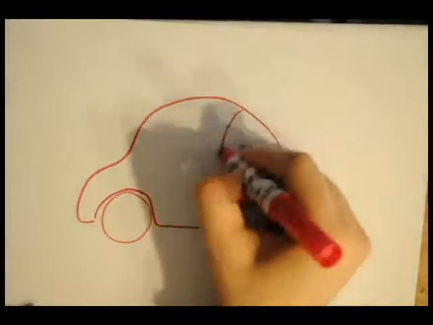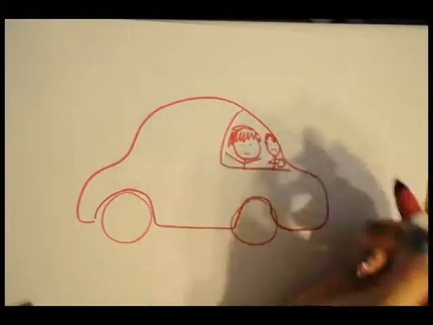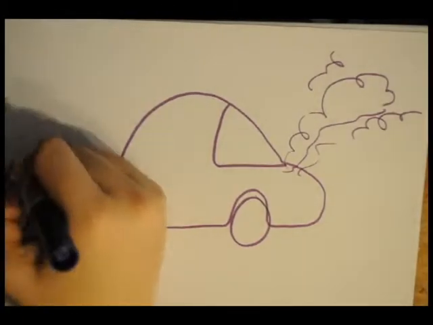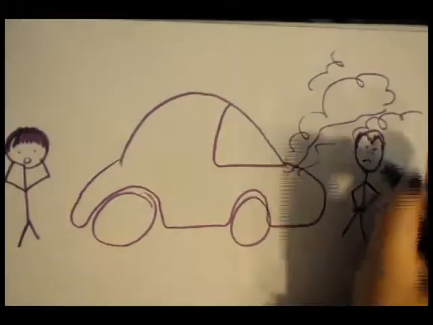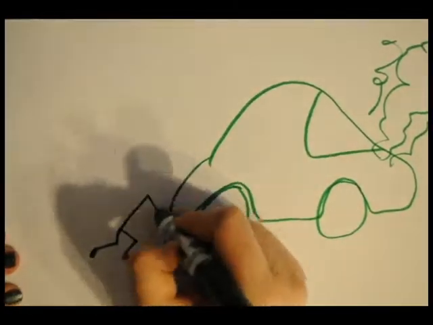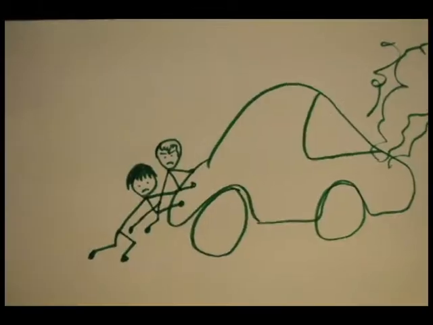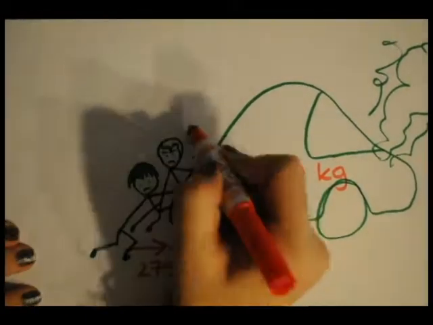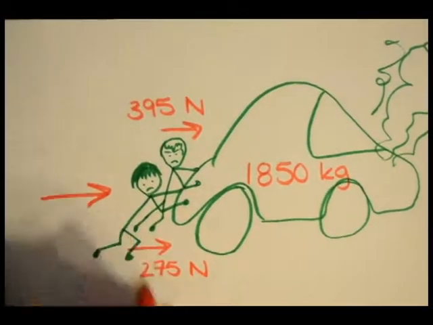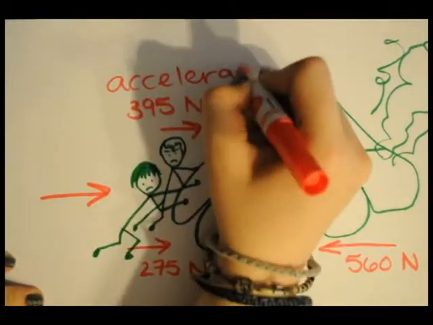Imagine Mr. Huff and Mr. Yang on a road trip. Now imagine that their car broke down because Mr. Yang forgot to fill up the car. An angry Mr. Huff and Mr. Yang decide to push their car to the nearest gas station. The mass of the car is 1,850 kilograms. Mr. Yang applies a force of 275 newtons to the car, while Mr. Huff applies a force of 395 newtons. A third force, 560 newtons, is also acting on the car due to friction. How do we find the acceleration of the car?